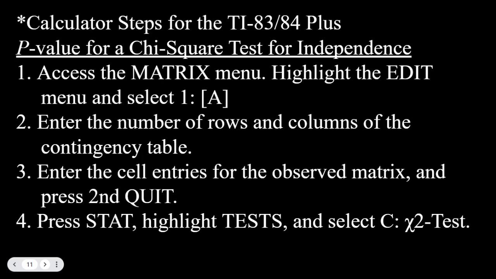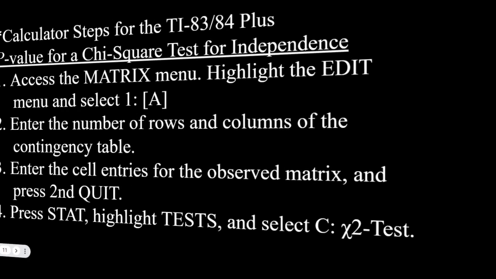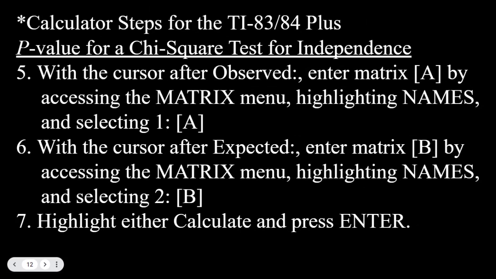Then we will do the same thing. Oh, I guess we don't even have to enter the matrix for the other ones. I thought we did. We're going to press stat and highlight tests, and then select C, the chi-squared test. Yeah, we didn't enter the B. We do have to enter the expected ones in for B.